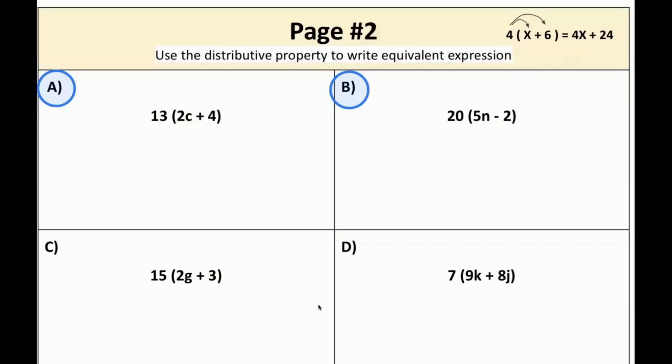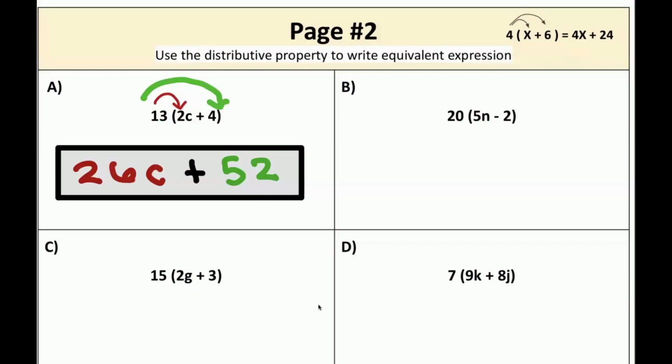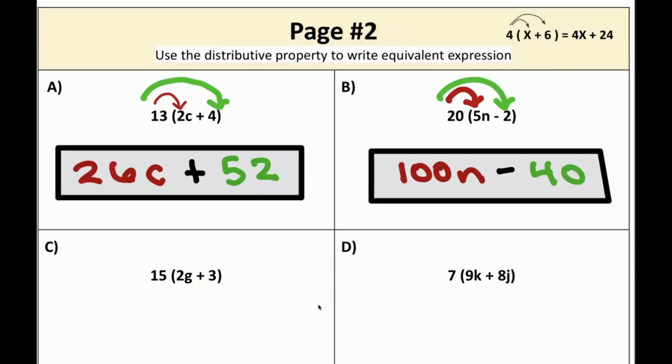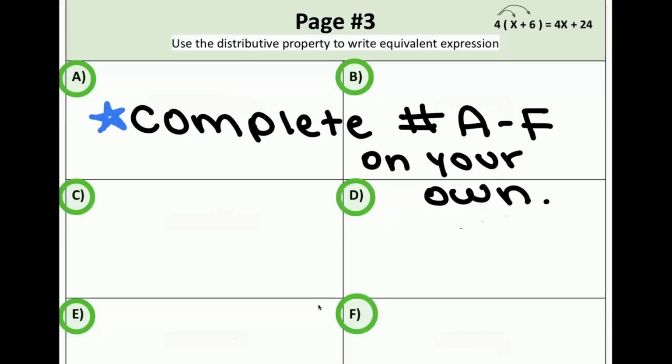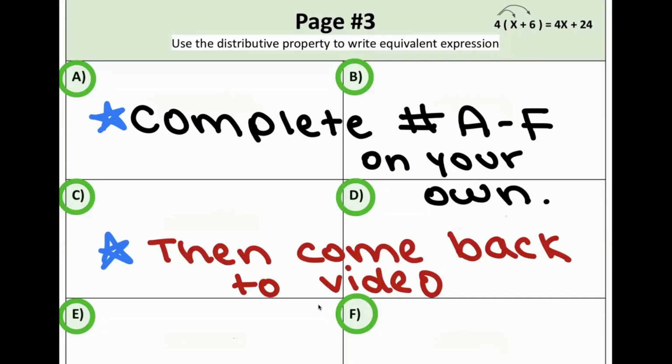Go ahead and complete A and B on your own for page 2. Then come back to the video to check your work. Check your work for example A. Check your work for example B. Complete the rest of page 2 on your own and check in with your teacher if they want you to. Let's take a look at page 3. Go ahead and complete A through F on your own, then come back to the video.